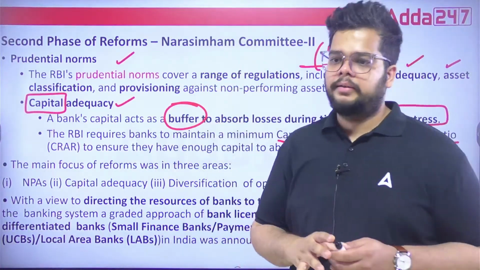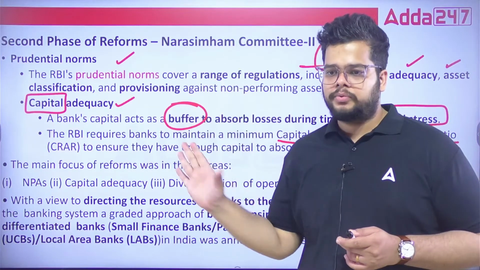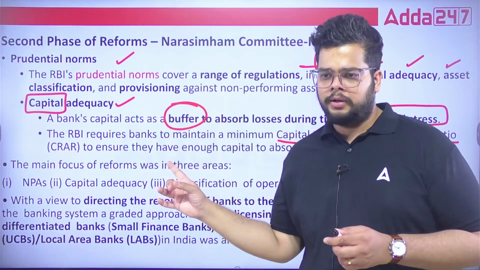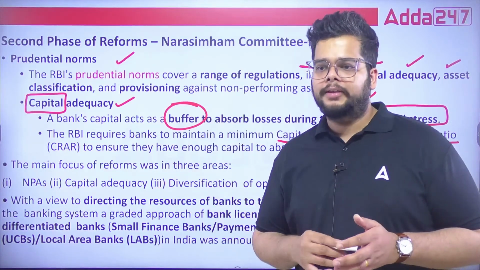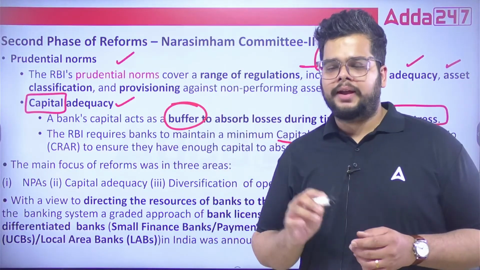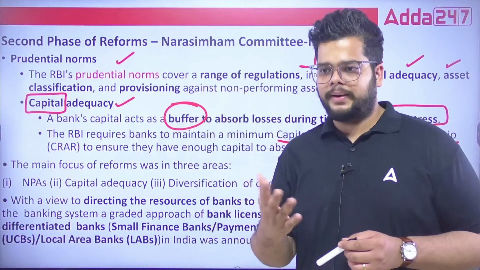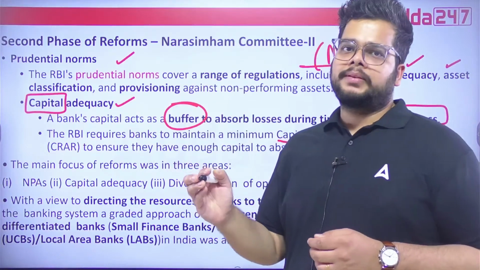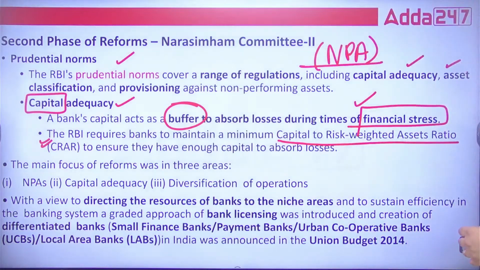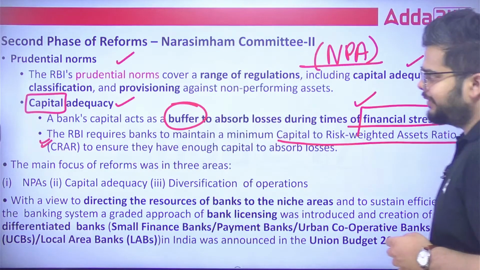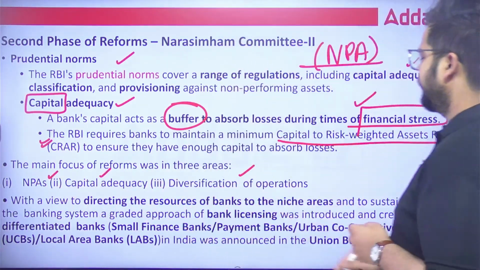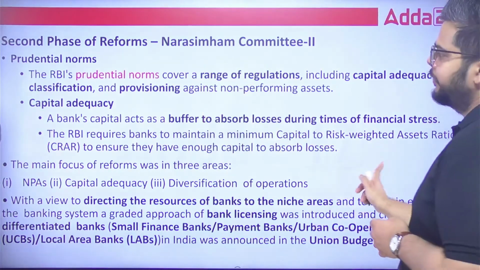Wherein you will find some additional information whenever you see it for your particular bank, in whichever bank you are working. This particular ratio is regularly updated on the website. I hope that you know that for your employee ID, a particular website is there which you can access for your respective bank, wherein all the important information is given. So do keep an eye on this particular ratio. Okay, so the major focus during these reforms, Narasimhan Committee 2, were NPAs, capital adequacy, and diversification of operation, or you can say para banking.